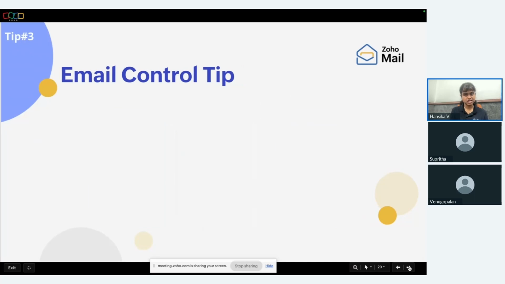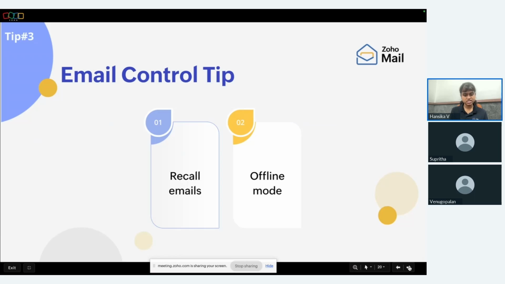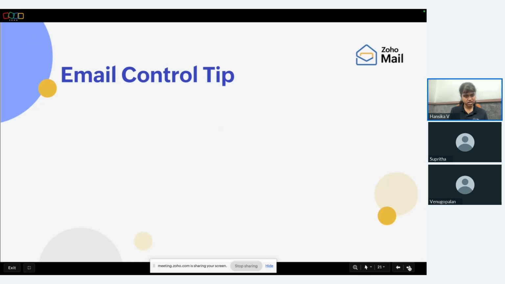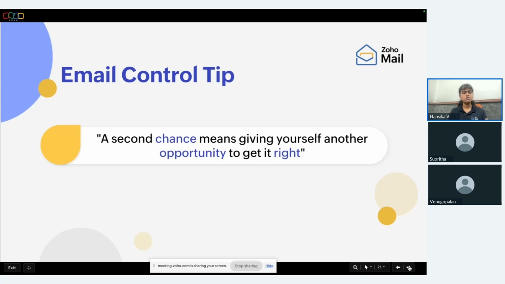Next up is email control tips. In this tip session, we will be looking into two features, which are recall emails and offline mode. We will see how these features help us in controlling our email. Before we look into recall emails, I would like to share a quote with you all, which says, "A second chance means giving yourself another opportunity to get it right." We all will say yes to this, right? Because getting a second chance to rectify our mistakes is a big opportunity for us. But then think of this.